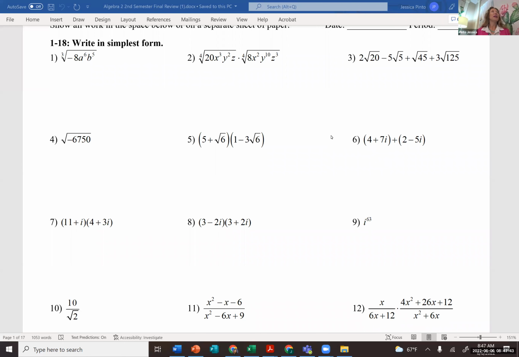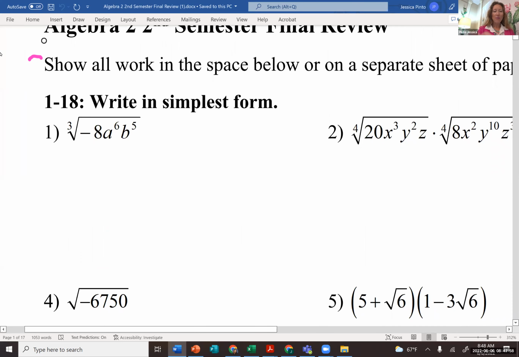So we're going to begin on page 1, question 1. And I will start by zooming in here if I can. Okay, I cannot. So I'm looking at number 1. I want to write this in simplest radical form. And so I'm going to simplify each part, A and B, and the numbers separately.